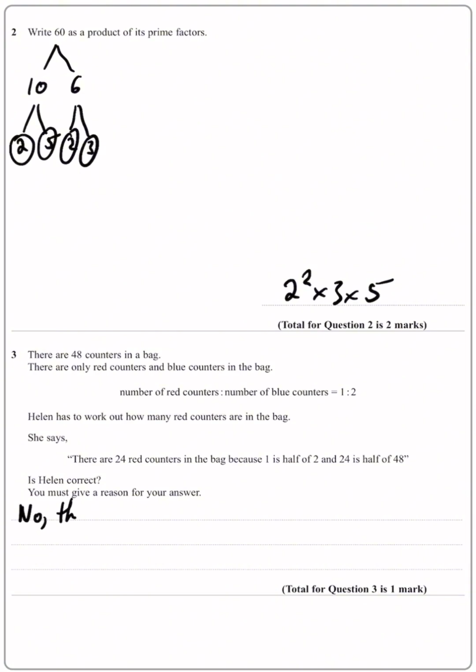Part 3. The answer is no, I'm afraid. The actual ratio is 16 to 32. 1 to 2 is 16 to 32, not 24.